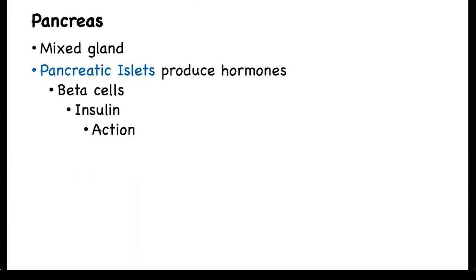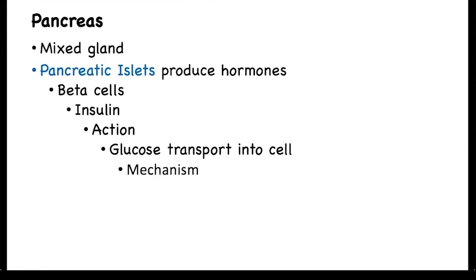Let's look at the actions of insulin. Insulin is important and necessary for glucose transport into most of your cells. What insulin does is, once it binds to its receptor, it triggers a series of reactions that will bring about the placement of glucose transport proteins on the plasma membrane for the facilitated diffusion of glucose into the cell.